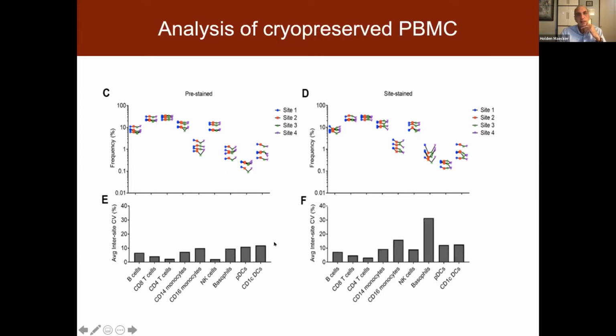And it's again coming in at around 10% or less for pre-stain and just a little bit higher for certain subsets. Here, basophils were an outlier, and they were a pretty rare subset, rather tricky to gate. It was really just a couple of the sites that had some issues with that population, but generally, again, very low inter-site CVs.